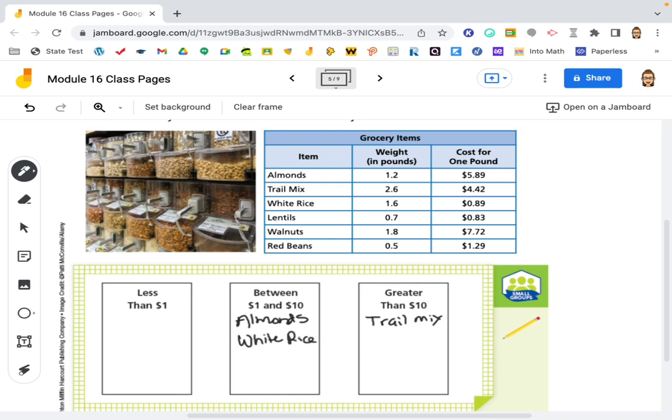Lentils, 7/10 times 83 hundredths. So we're multiplying 83 hundredths by something less than 1, so it's going to be less than $1. We have walnuts, 1 8/10 times $7.72, so that's going to be greater than $10 because we're going to be almost doubling that. And then red beans, we're doing 5/10 times 1 and 29 hundredths, so we're halving that, so it's going to be less than $1.